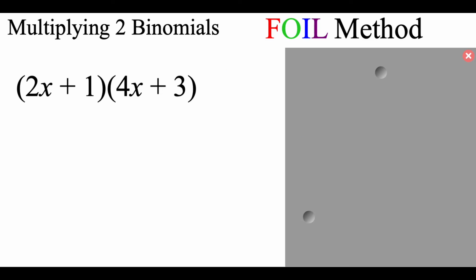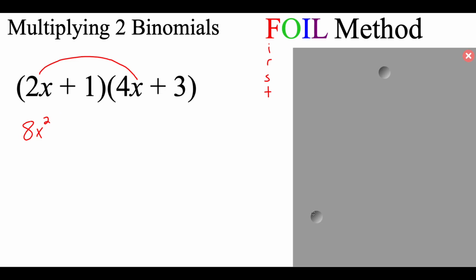This is an acronym. And the F in FOIL stands for first. So that means that we're going to multiply the first things together in our binomials. So in the first binomial, the first thing is the 2x, and in the second binomial, the first thing is the 4x. We're going to multiply those together. So 2 times 4 is 8, and if I take x times x, that's going to give me x squared.